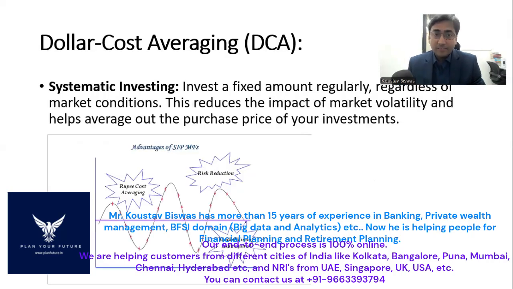Then dollar cost averaging or rupee cost averaging. When you do systematic investment, what happens? You invest in different parts. Say, for example, equity moves zigzag like this. When you are investing at different market levels, automatically rupee cost averaging or dollar cost averaging is happening.